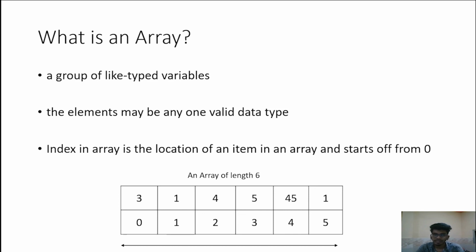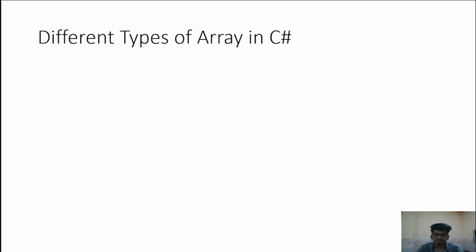Here we have defined an array of length 6 where the index starts from 0. This can be called a sequential array. By this you can access each item in the collection by passing an index. So this is one type of array called a linear array.